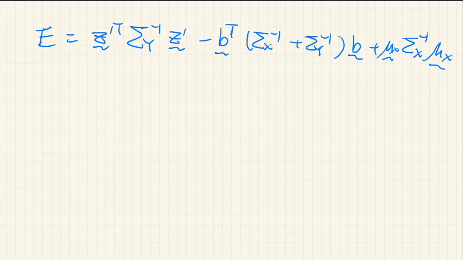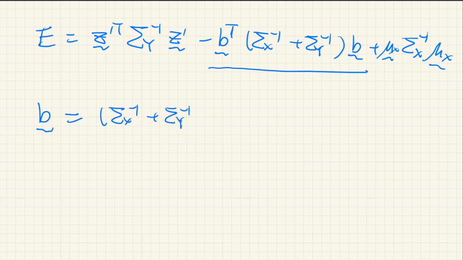Well, this is again a very tedious calculation, but let's consider this term first. First of all, what was b? So the vector b was defined as sigma x inverse plus sigma y inverse inverse times sigma x inverse mu x plus sigma y inverse z prime.